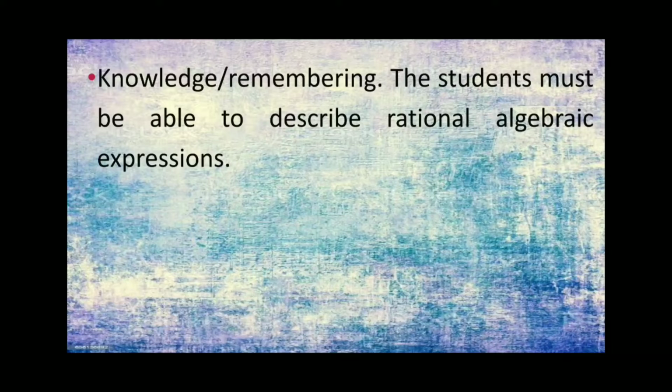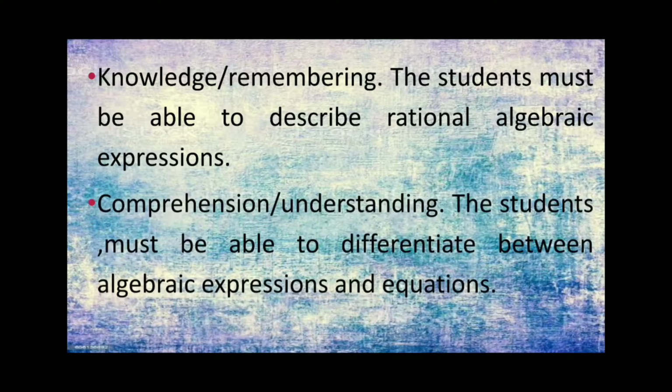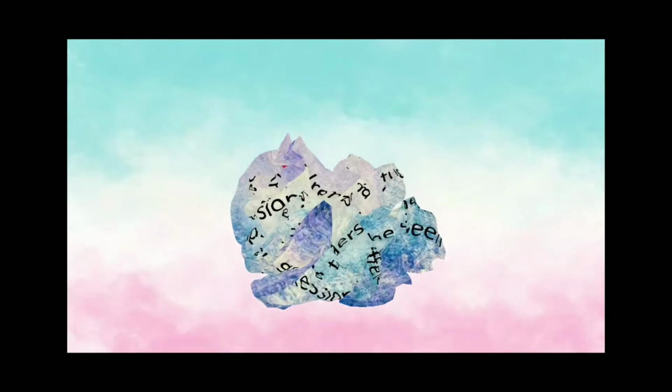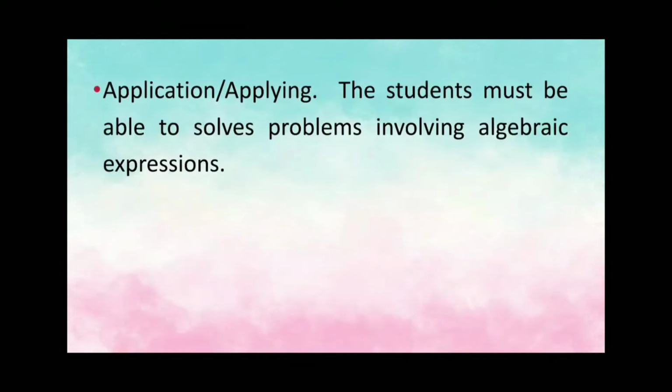So first, in the cognitive level of Bloom's taxonomy, knowledge or remembering. The student must be able to describe rational algebraic expressions. Comprehension or understanding. The student must be able to differentiate between algebraic expression and equation. Application or applying. The student must be able to solve problems involving algebraic expressions.